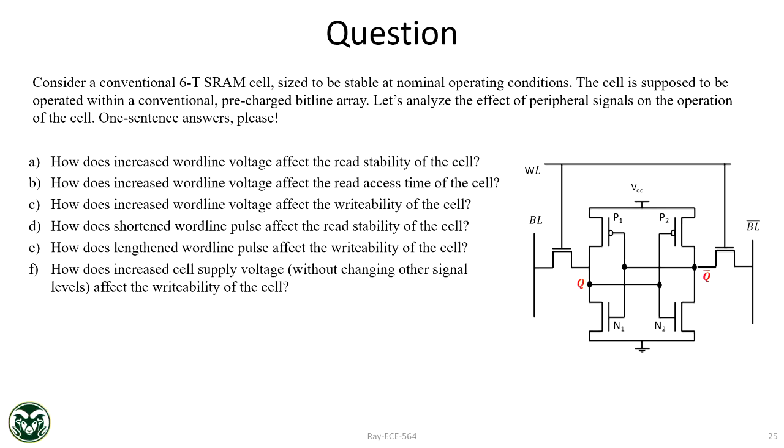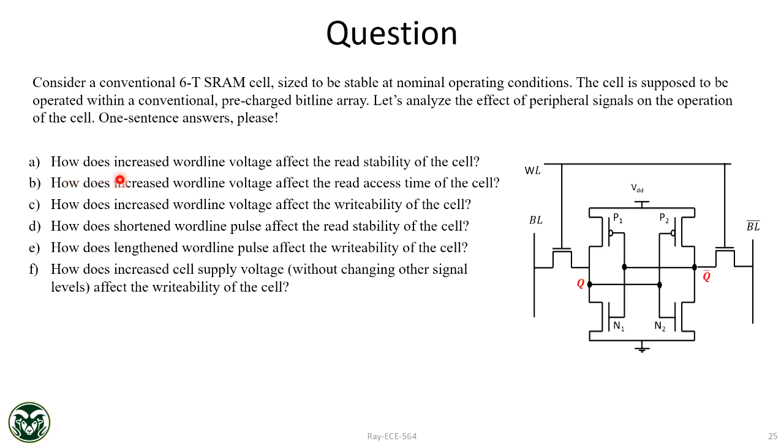Okay, so this has a 6 transistor SRAM sized to operate as a stable cell in nominal operating condition. Both the bit lines should be pre-charged, which is what we learned today in class, right? Let's analyze the effect of peripheral signals on the SRAM operation.